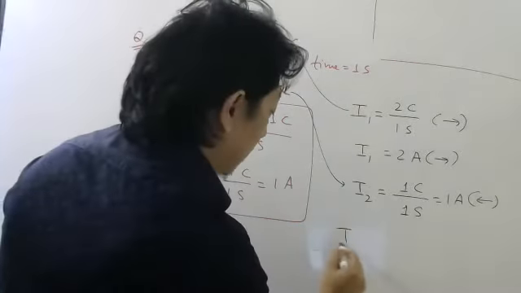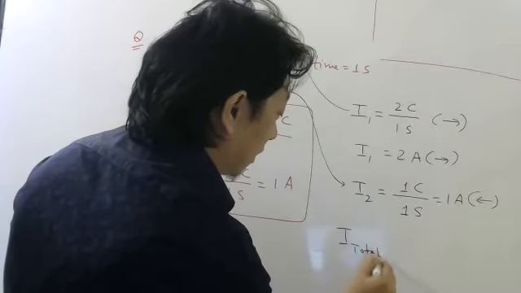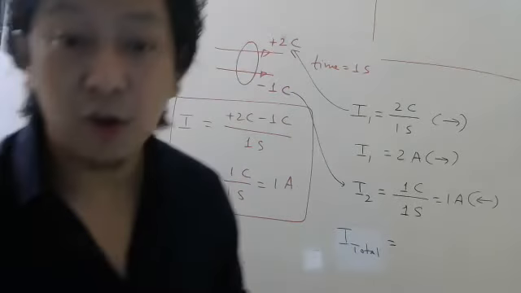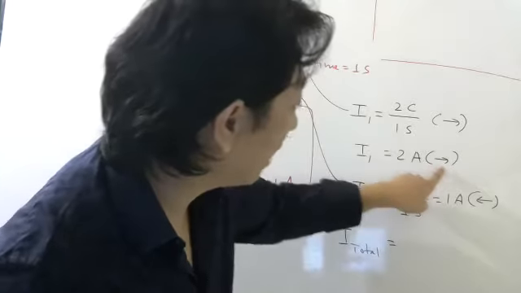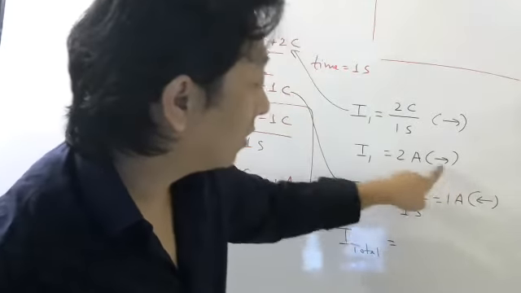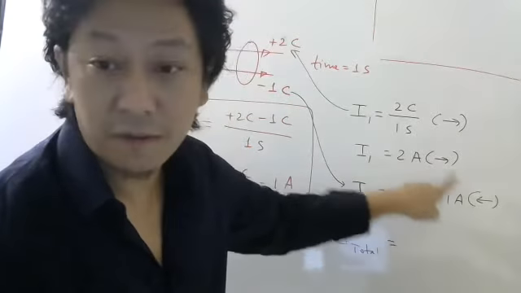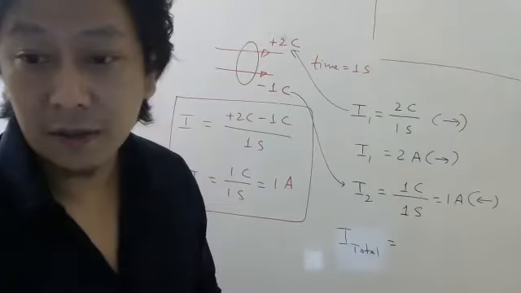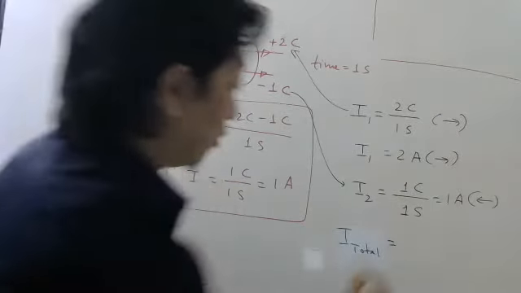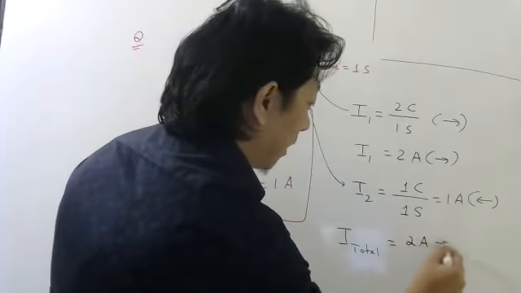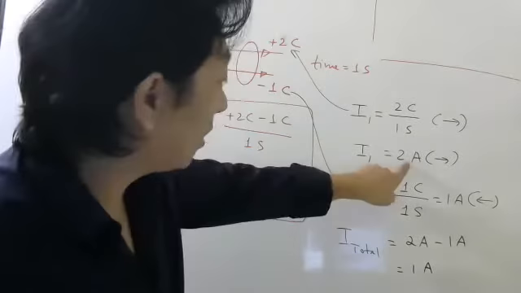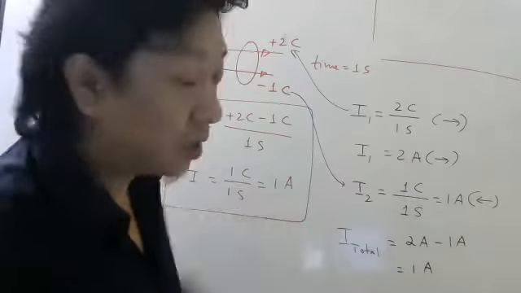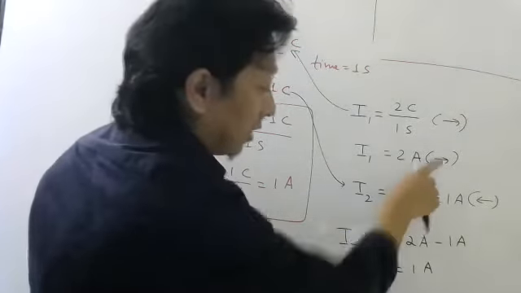So if somebody asks for total current, the question is whether I should add or subtract. Check the direction. Are the directions same or opposite? Opposite. So you have to subtract. So it will be 2 ampere minus 1 ampere, which will be 1 ampere. And since this one is bigger, total current will be in this direction.